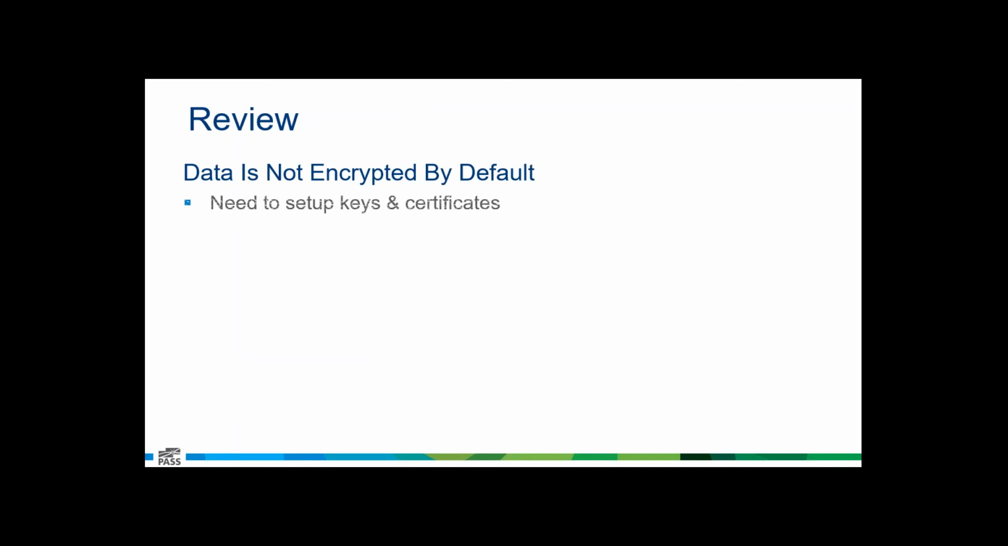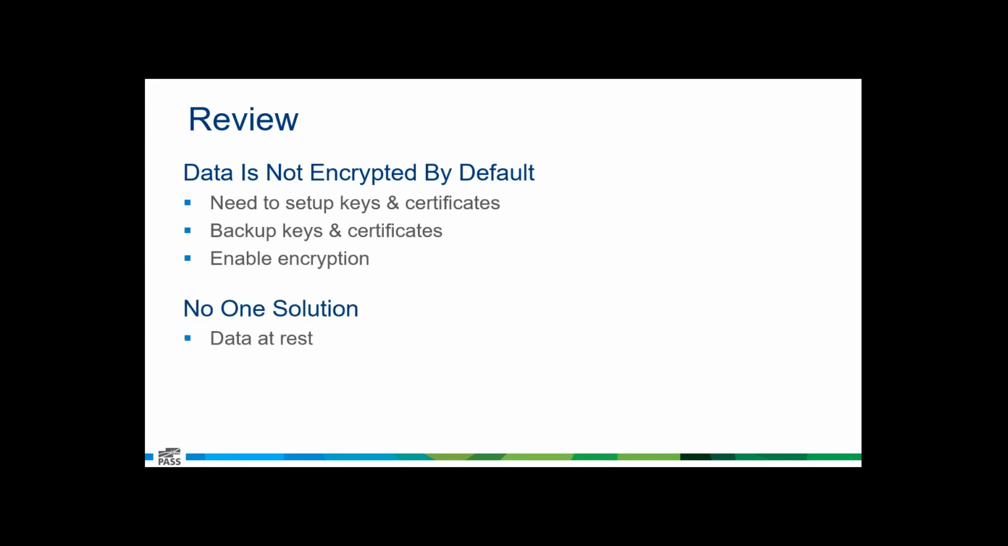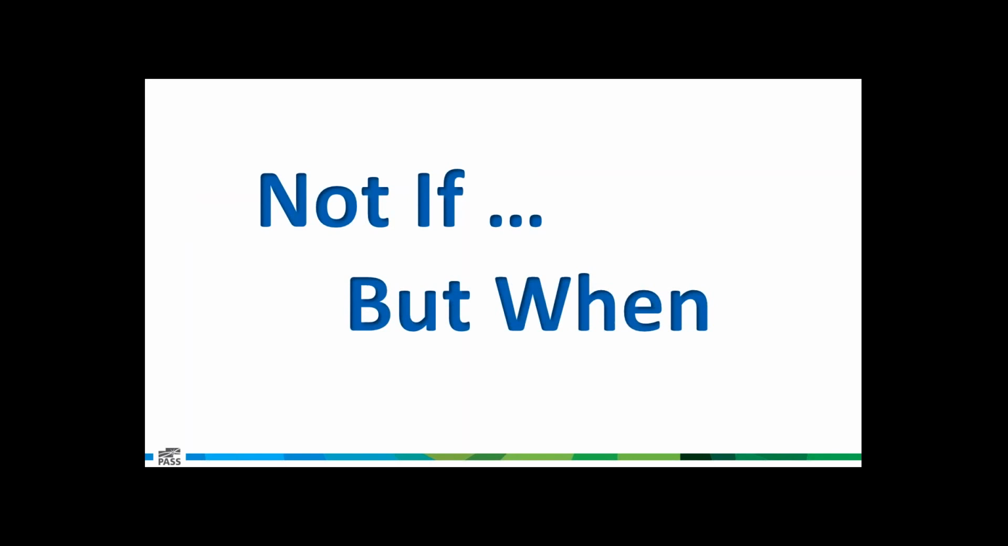So, quick review: data is not encrypted by default. We need to set up keys and certificates. You need to back up those keys and certificates, enable encryption, and then there is no one solution. Data at rest has to be protected, data in motion has to be protected, and look at separation of duties using those EKM systems and moving stuff out of there. And when it comes to the protection and security of your data and being hacked or cracked, remember, it is not if, but when it is going to happen.